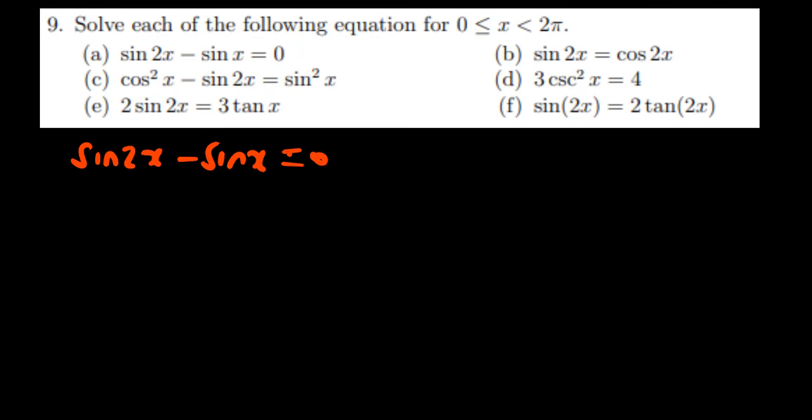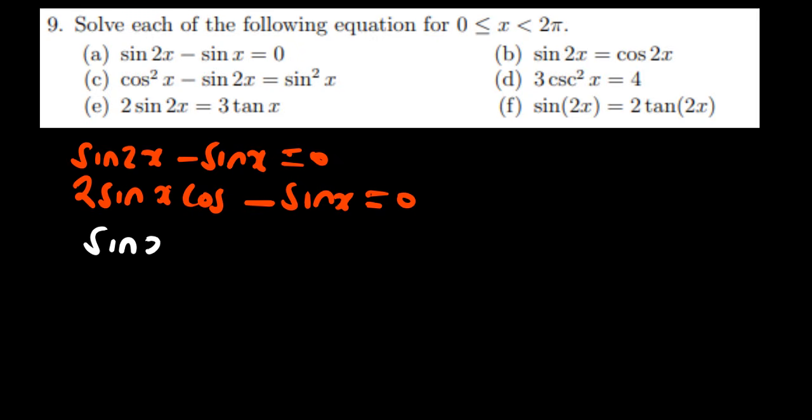Now you know that for sine 2x, you just have to write its double angle identity. Sine 2x is the same as 2 sine x cos x. Then we're subtracting sine x, and this is equal to 0. When you have that, what are you going to do? We can factorize. We're going to have sine x, and we remain with 2 cos x minus 1 is equal to 0.